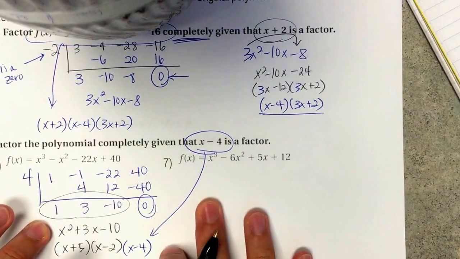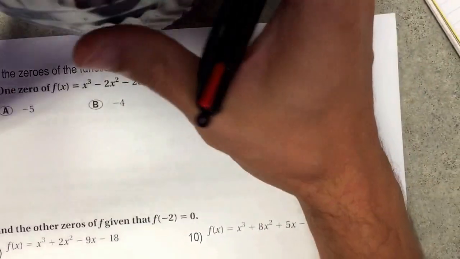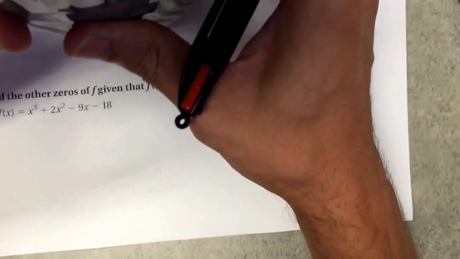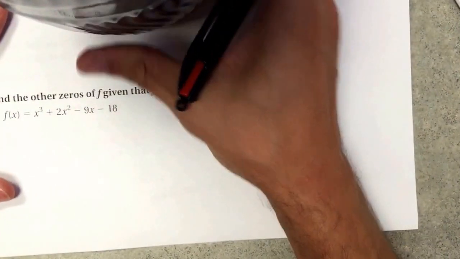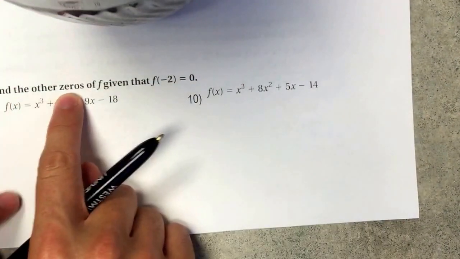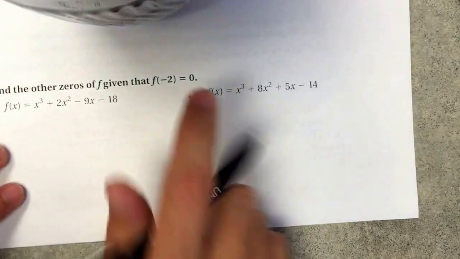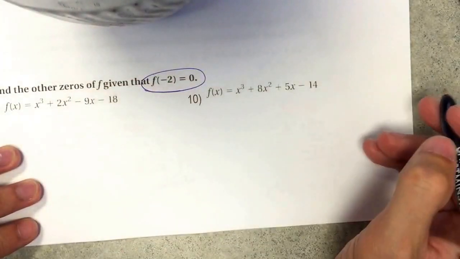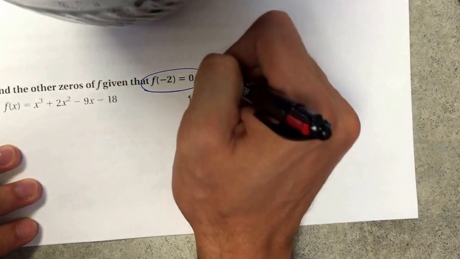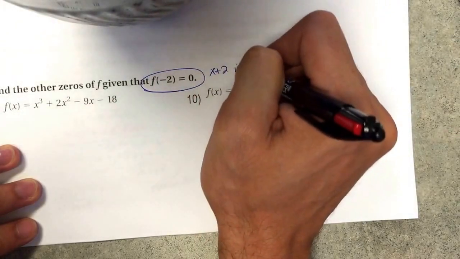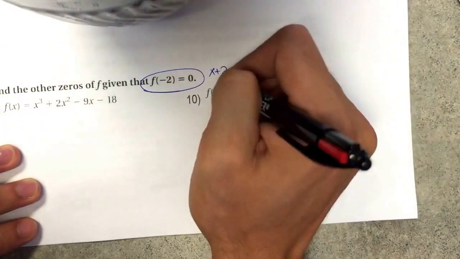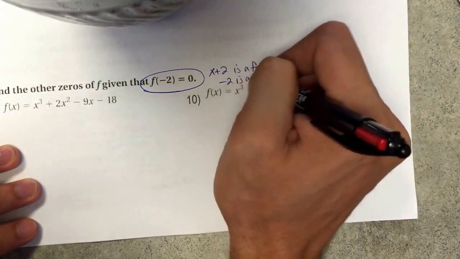So not only can I use this to factor completely, I can also use it to then find zeros. So where does the graph hit the x-axis? So let's do a problem like this one. Okay, notice it says find the zeros given that f of negative 2 is 0. So that's telling you that x plus 2 is a factor. It's also telling you that negative 2 is a 0.